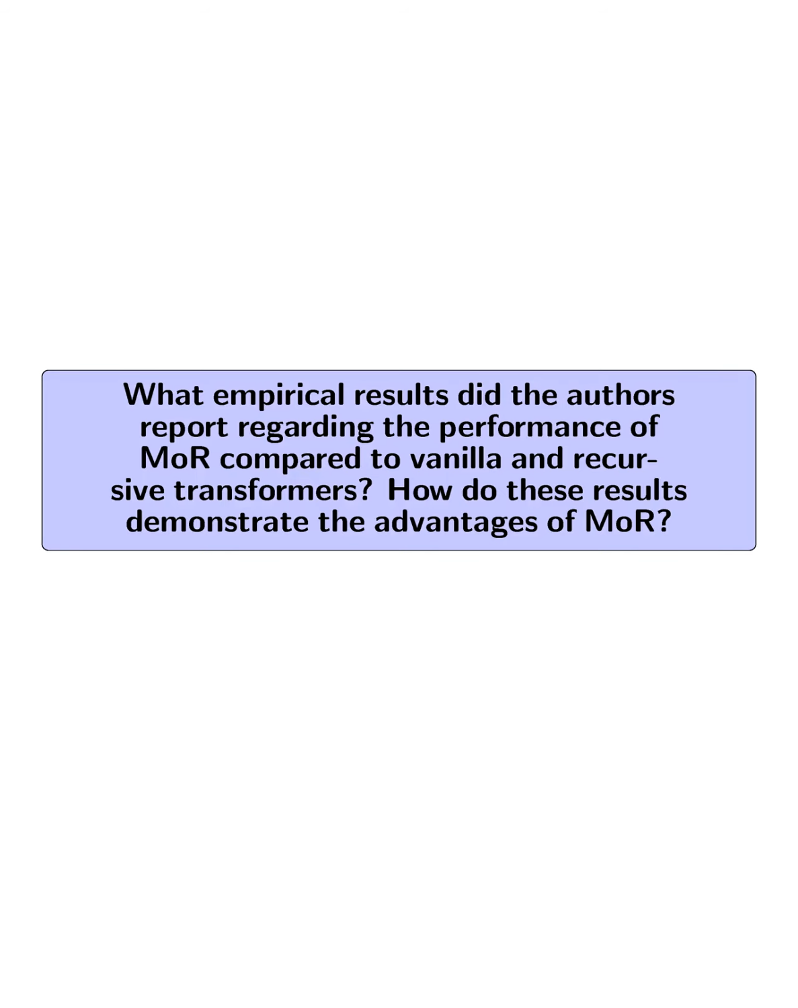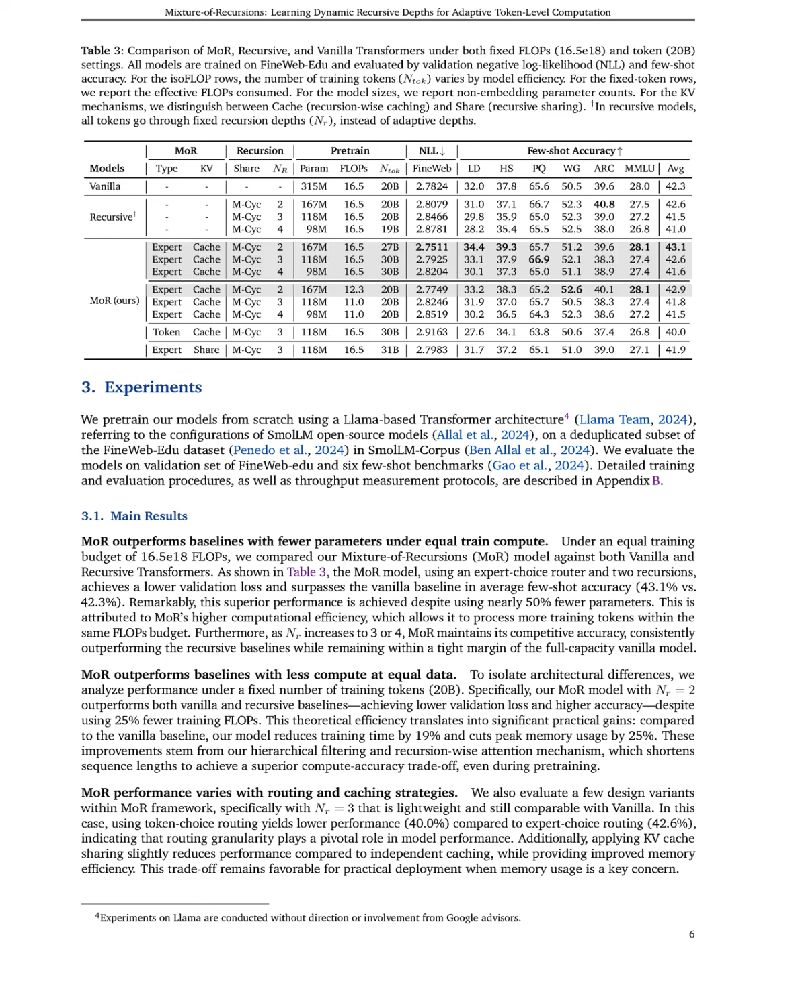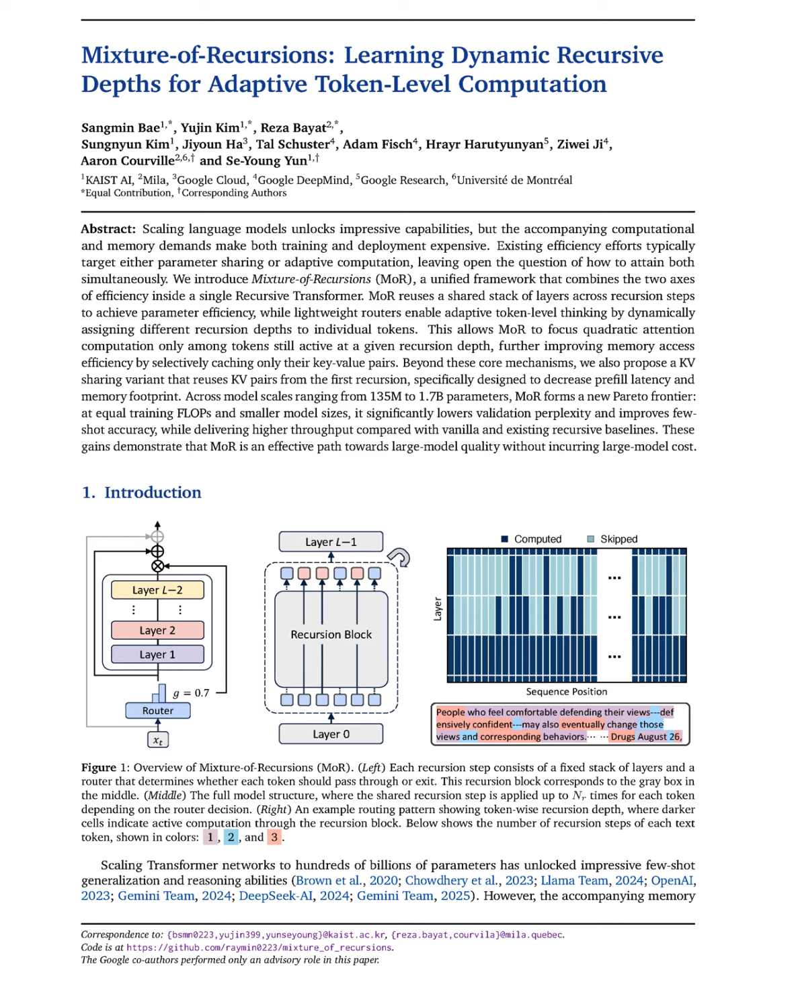What empirical results did the authors report regarding the performance of MoR compared to vanilla and recursive transformers? How do these results demonstrate the advantages of MoR? The authors reported that under an equal training budget of 16.5e18 FLOPs, the mixture-of-recursions model achieved a lower validation loss and surpassed the vanilla baseline in average few-shot accuracy, 43.1% versus 42.3%, despite using nearly 50% fewer parameters.